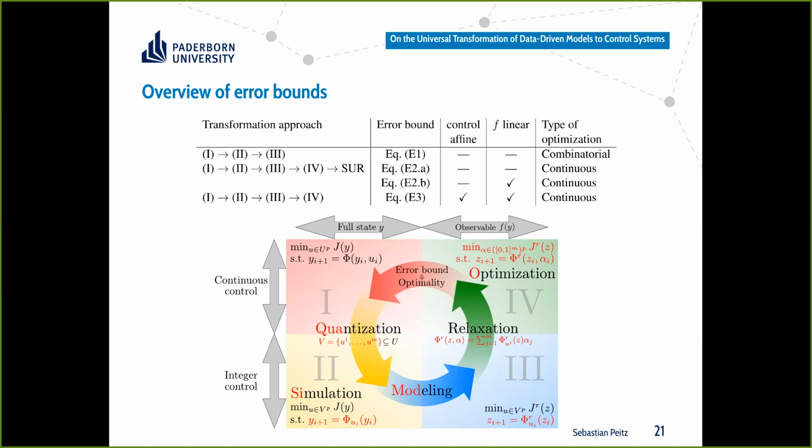Okay, so this has been somewhat technical, but maybe here's an overview of what we can do now. This is the sketch that I had before. I'm starting in 1, then I'm going to 2 with the quantization, then I'm going to 3 with the modeling, and then I can solve problem 3, or I use the Sum-Up Rounding procedure and solve problem 4. These are the error bounds that I can get. For example, the first one would be that I solve a combinatorial problem for nonlinear observable functions and not necessarily control affine problems. I get this error bound E1. If I want to solve the same problem in a continuous manner, I need to use Sum-Up Rounding again, and I get this error bound E2A. For linear observables, the bound gets sharper. And for control affine systems, I can even leave out this Sum-Up Rounding procedure.